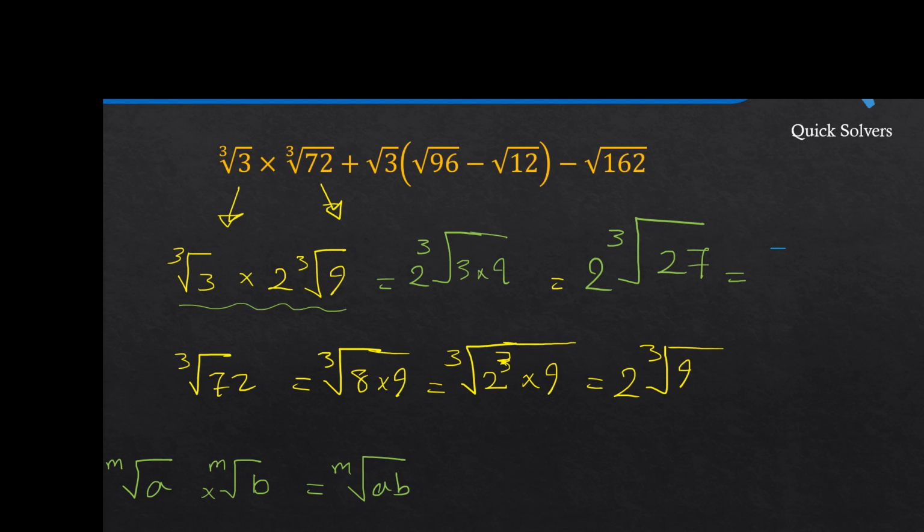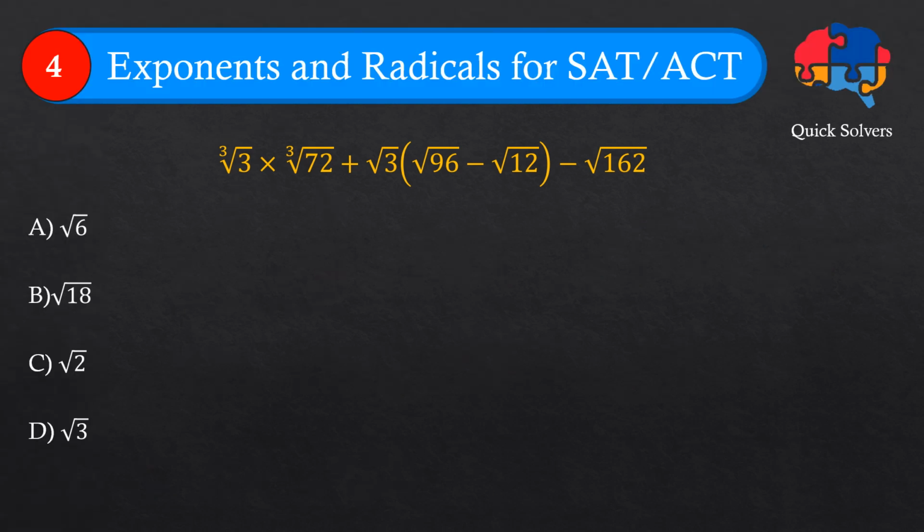And 27 itself is 3 to the power of 3. So this is the cube root of 3 to the power of 3. And we know that this 3 and this 3 here cancel out each other. And what is left is 2 times 3, which is 6. Okay, so this is telling me that this equals 6. Okay, so let's remove this. Okay, I can say this is 6.